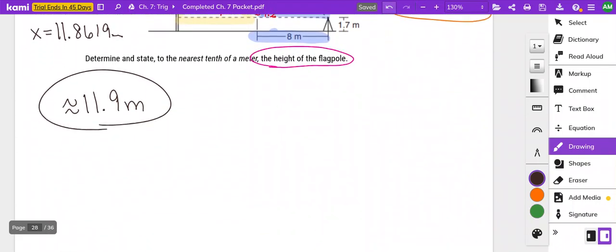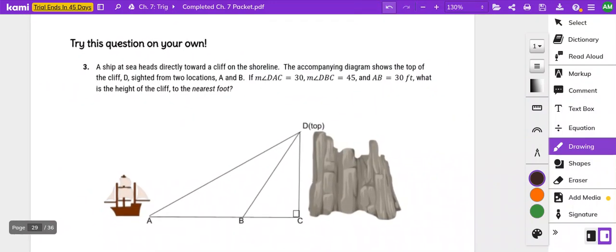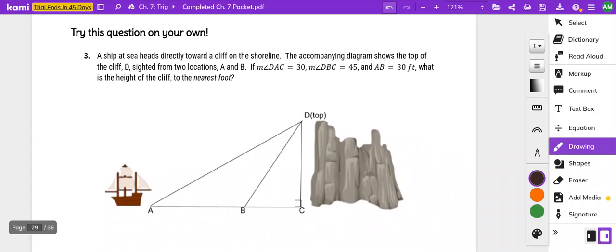All right. Now, with that being said, try this one on your own. You can check your answer with the answer key.